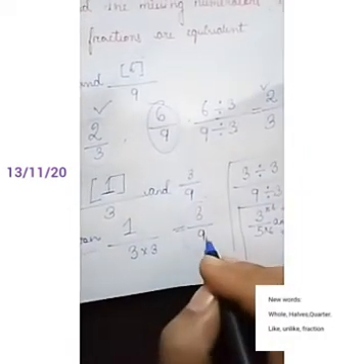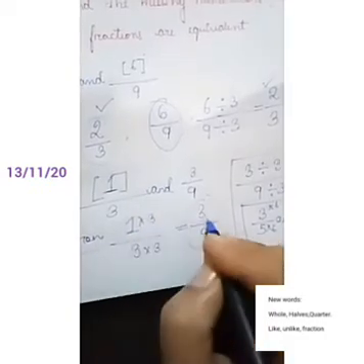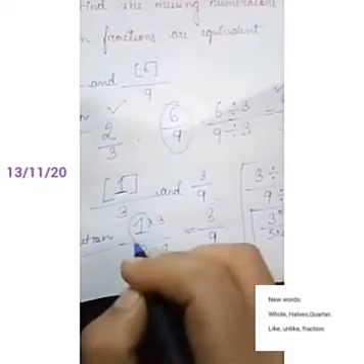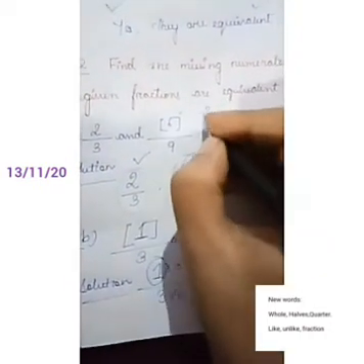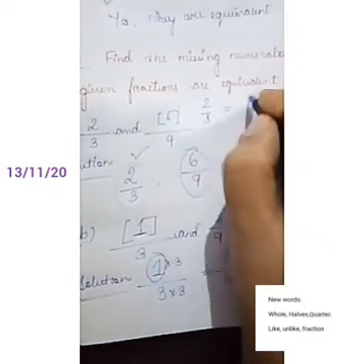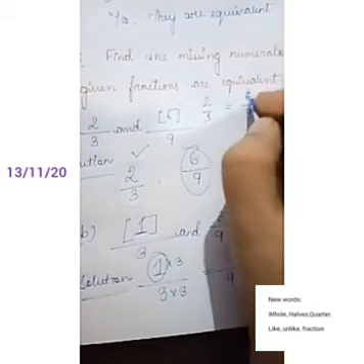3 into 3 equals 9. Similarly, 3 will come here, equals 3. That means the answer will be 1. Okay, similarly 2 by 3 and 6 by 9. 2 by 3 equals 6 by 9. Now we don't know this 6.